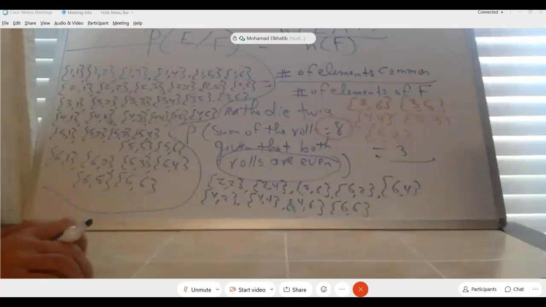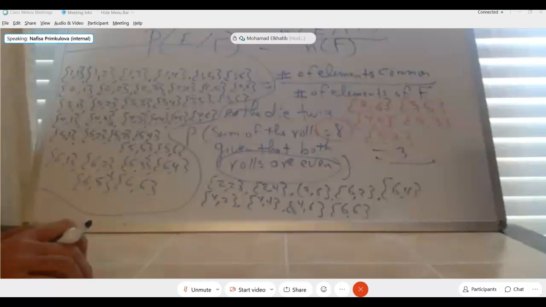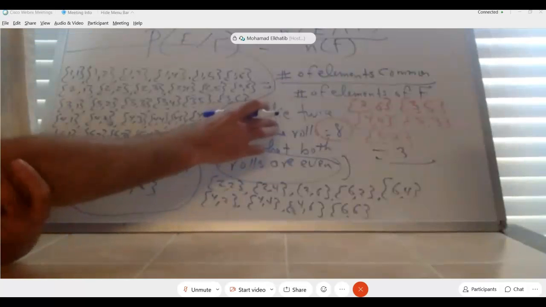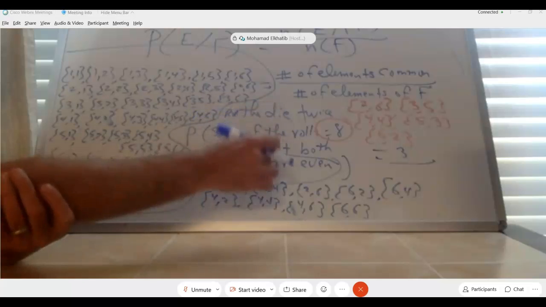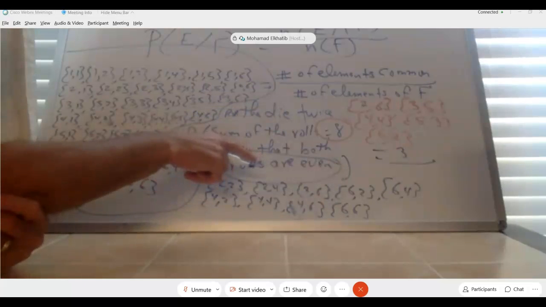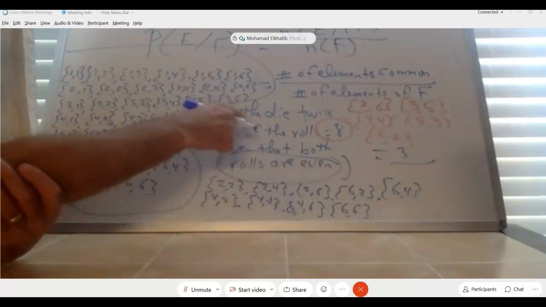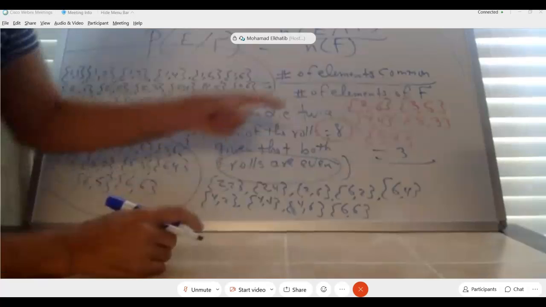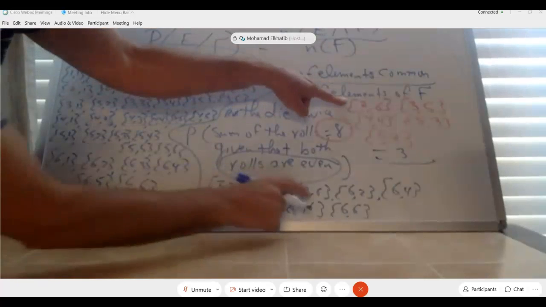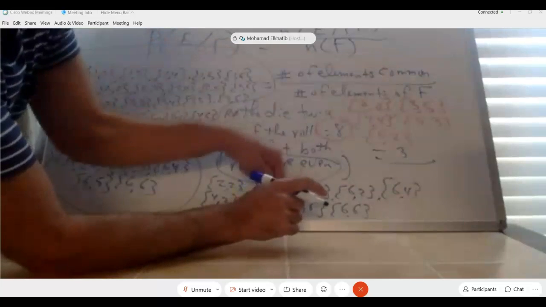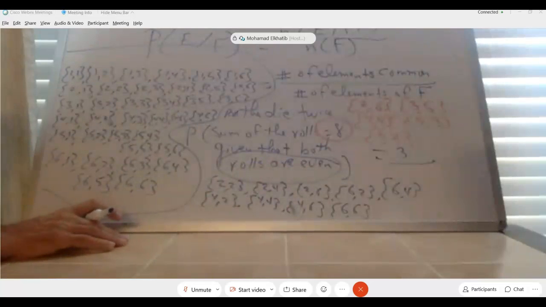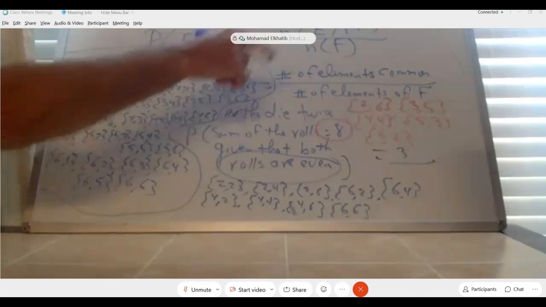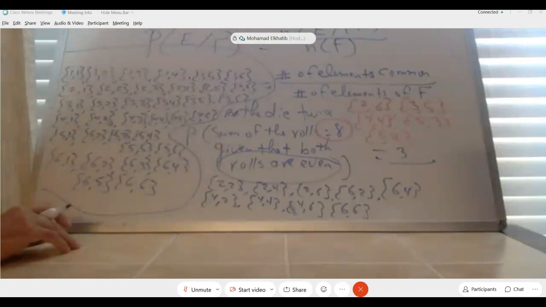Could you please repeat the explanation about the 3? The ones that add up to 8 are right here, all in the red. The ones where they're both even are right here, in the blue. What does the formula say? What's in common? 2, 6, 2, 6. 3, 5 is not. You just look at how many of them are the same between the blue and the red. I counted 3 of them are the same. 3 are in both of them, common. That's where the 3 comes from. So 2, 6, 4, 4, and 6, 2 are the only ones found in both of them. Are you okay now?